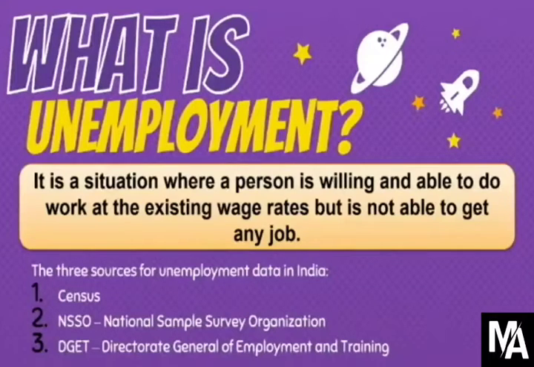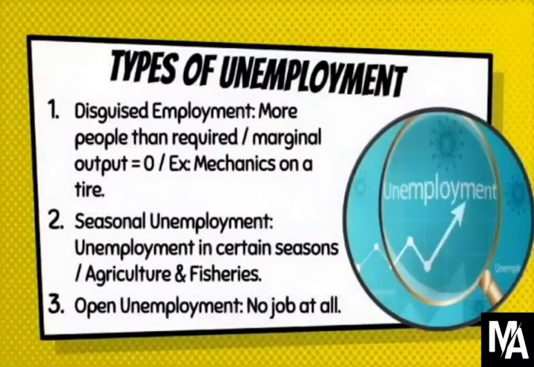In order to count or measure unemployment in India, we have basically three institutions. The first one is the census, the second one is the National Sample Survey Organization, and the third one is the Directorate General of Employment and Training. These are the three institutions which give us the data about employment and unemployment in the Indian economy.